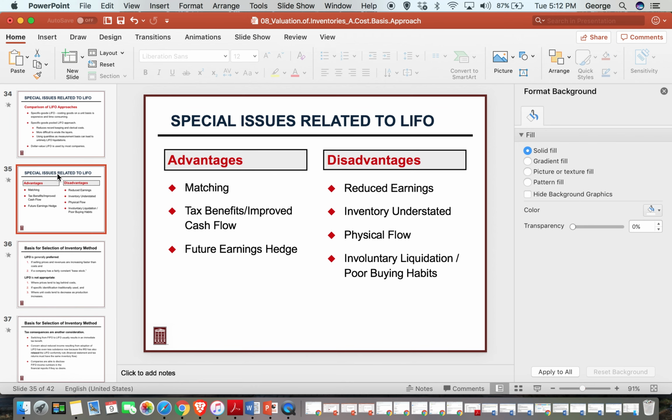All right, a few more special issues. Matching principle, tax benefits, improved cash flow, future earnings hedges, retained earnings, inventory, understanding inventory, physical flow of inventory, and then involuntary liquidation and poor buying habits are some of the major disadvantages you would have to LIFO.